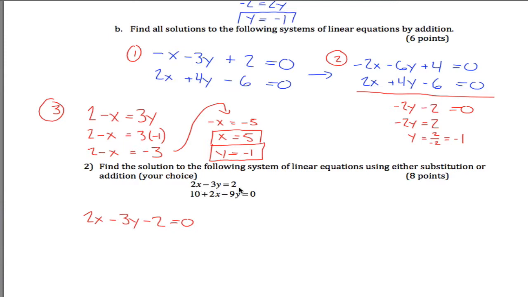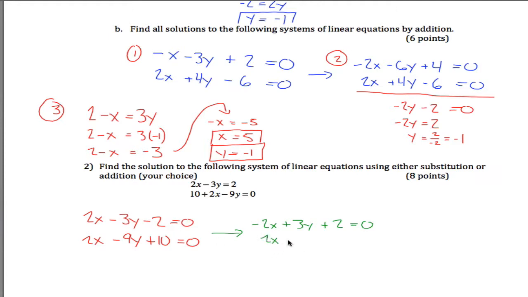So 2x minus 3y minus 2 equals 0. And here I got 2x minus 9y plus 10 equals 0. And what I want is, change colors. I want to be able to add these two equations up and get rid of one of the variables. To do that, well, I got 2x here and 2x here, so I could just multiply one of these by negative 1. So if we multiply everything in the top equation by negative 1, we get negative 2x, positive 3y, positive 2 equals 0.